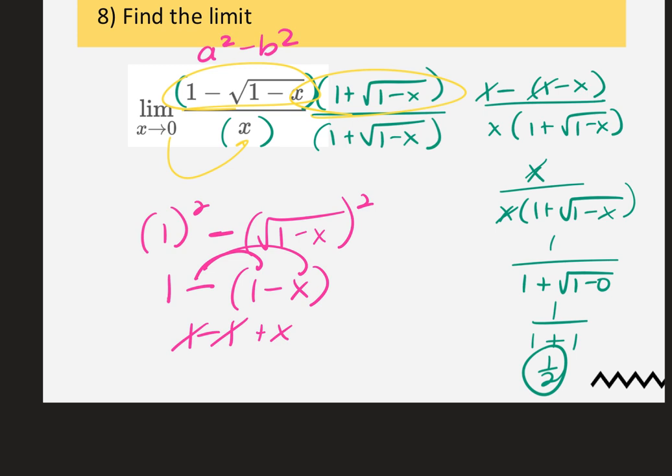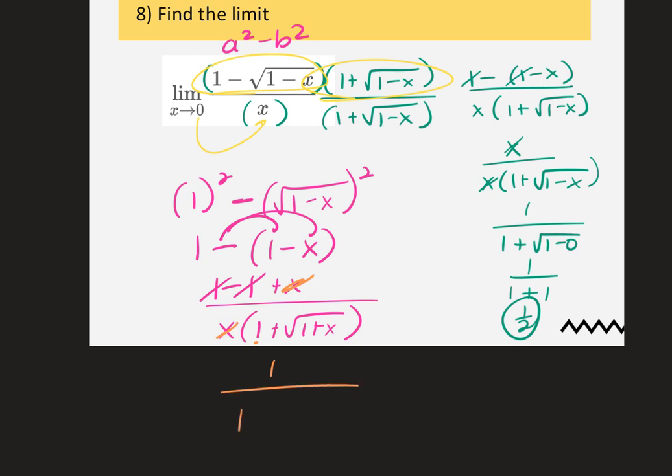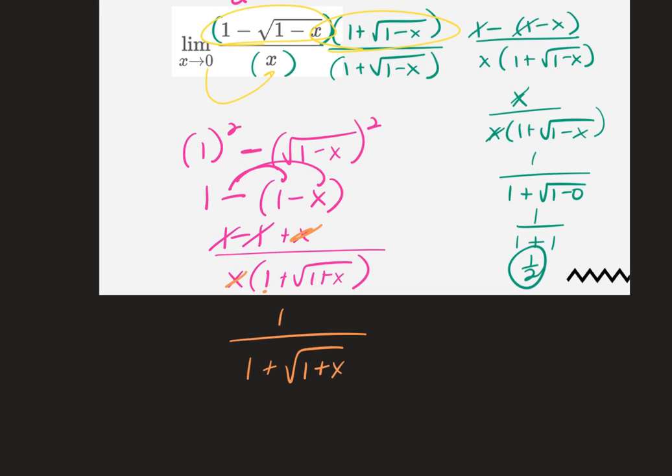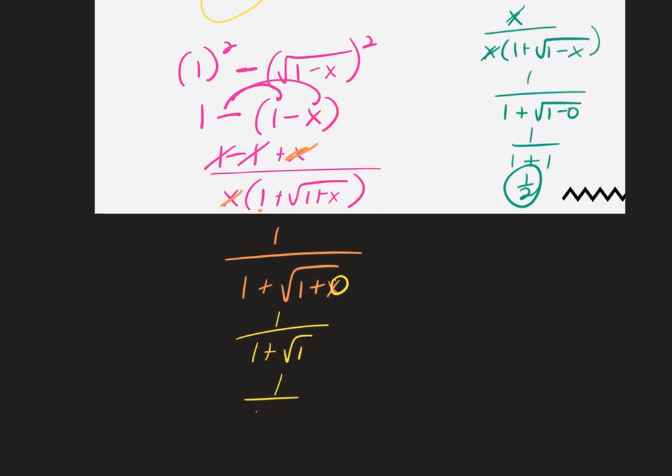So in the numerator, the 1's cancel, and in the denominator, it's x times 1 plus the square root of 1 plus x. And then the x's cancel, and now I can plug in 0 to 1 over 1 plus the square root of 1 plus x. I get 1 plus the square root of 1, which is 1 plus 1, which is 1/2.